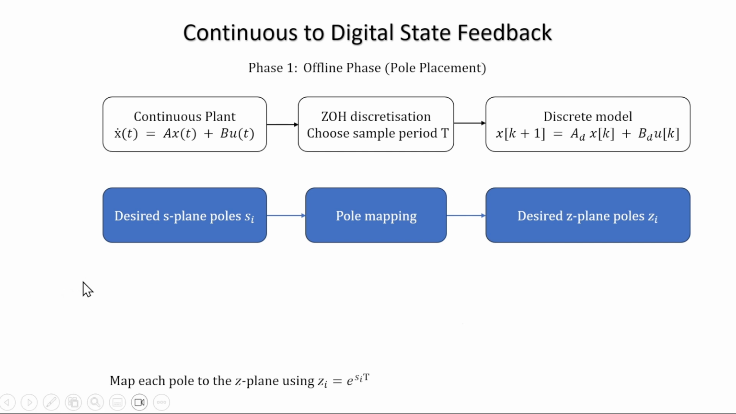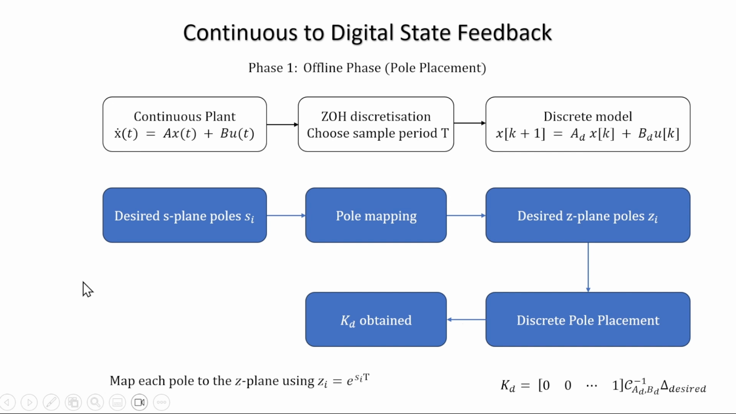Now once you have done this, the next step is finding out the K matrix. And this follows a similar structure to the Ackermann's formula. So this is the Ackermann's formula only. Here A and B have been replaced by AD and BD because now we are in the discrete domain, and this is the desired polynomial that you have. So using the Ackermann's formula we can find out KD, or you can also use the other methods that we have learned. With that we can find out the KD matrix.